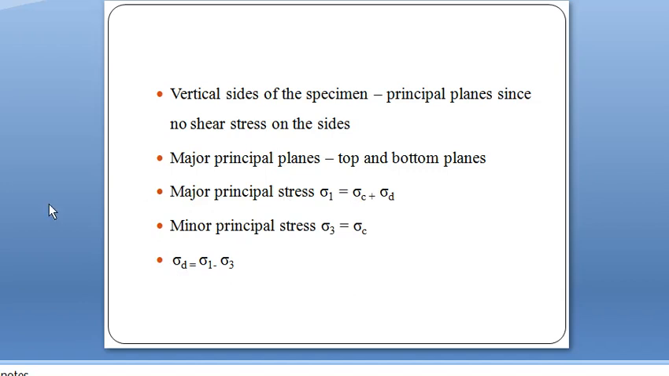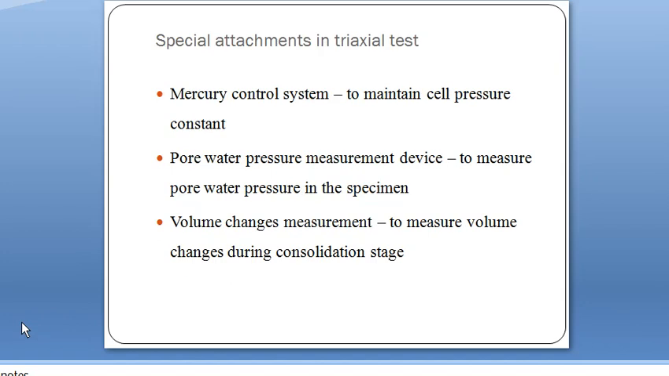Okay, it's about major principal stress and minor principal stress, and sigma 2 will be the intermediate principal stress, which will be the same as confining pressure. Intermediate principal stress sigma 2 will be equal to sigma c, that is, confining pressure. This is very important for the problem part, so you should be thorough with this equation: sigma 1, major principal stress, is equal to sigma c plus sigma d, and minor principal stress sigma 3 is equal to sigma c.